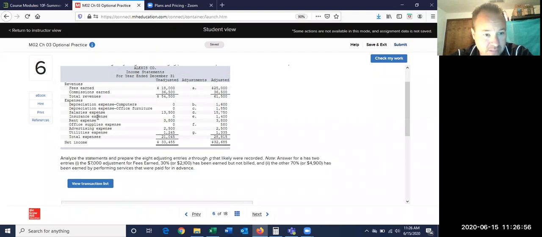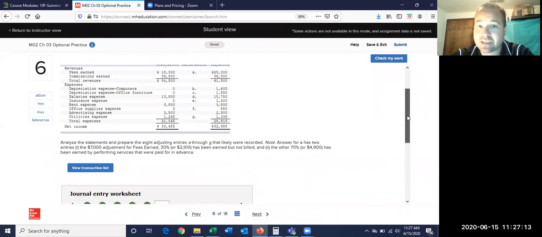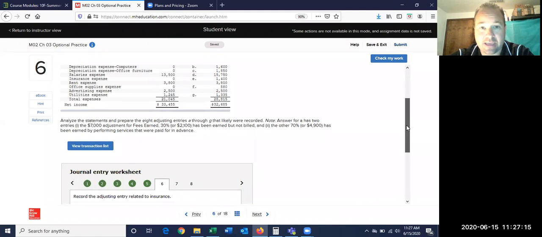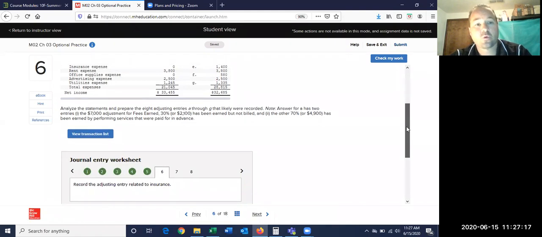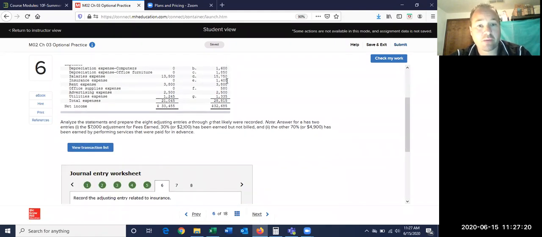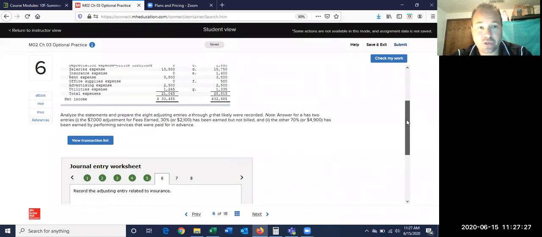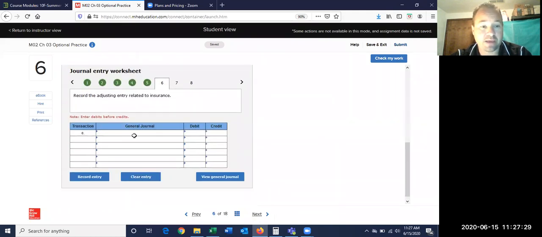Now E, insurance expense. Insurance expense went from 0 up to $1,400. So if my insurance went up, and this is an adjusting entry, meaning I didn't pay it, I must have paid it at some other time, then my insurance expense must have probably come from my prepaid account. So what I'm going to do is show that my insurance expense went up by $1,400, and where it probably came from, because usually you have to prepay insurance, is a prepaid account.